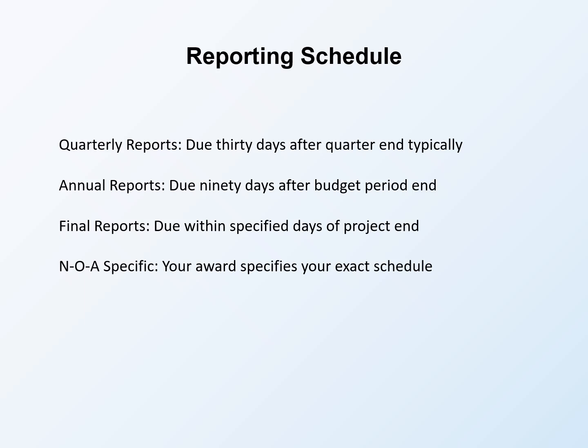Final reports are due within a specified number of days after your project period ends, typically 90 to 120 days. The final FFR documents total expenditures for the entire grant and is required for closeout. Late final reports can delay closeout and affect future funding. Your NOA specifies your exact schedule. Reporting frequencies and deadlines vary across funders and programs. Check your specific award documents to confirm when your reports are due. Do not assume your schedule matches other grants.